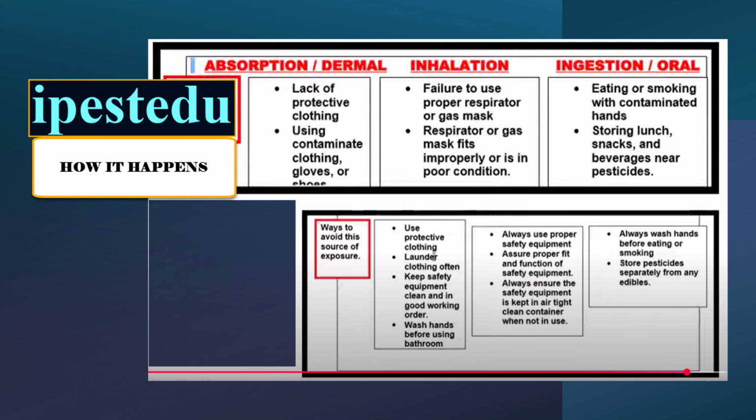Now let's take a look at ingestion, or oral exposure. This occurs when eating or smoking with contaminated hands. It can also happen by simply storing your lunch, snacks, or beverages near pesticides or in areas where you are applying them. You would think this is a factor of common sense. However, these mistakes occur and are quite preventable.